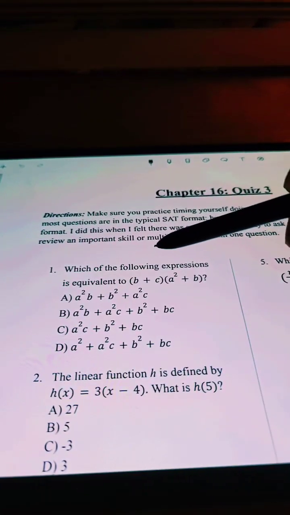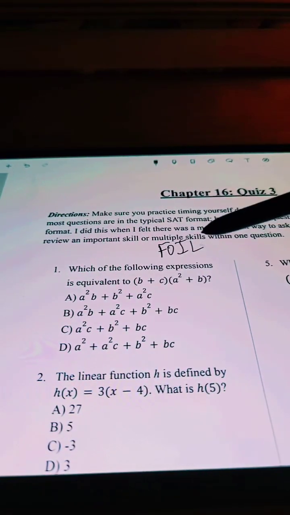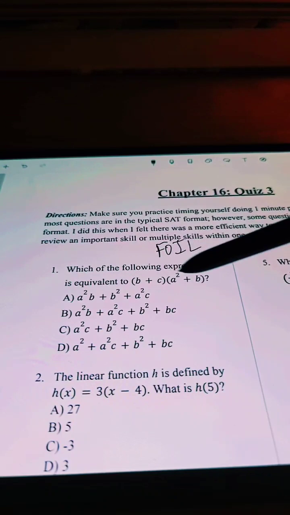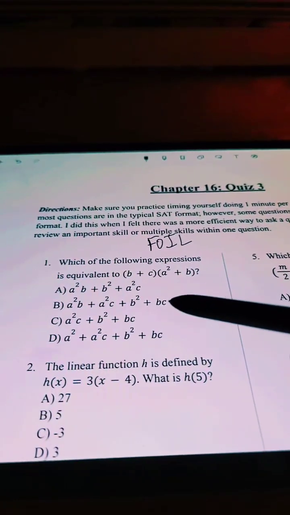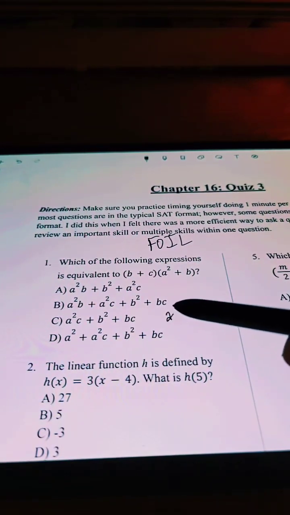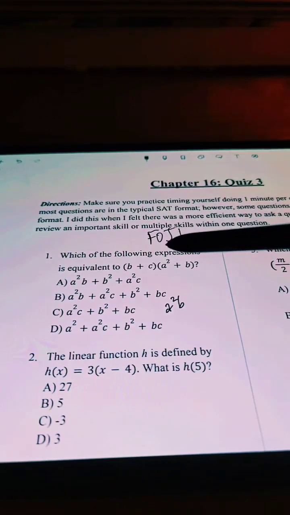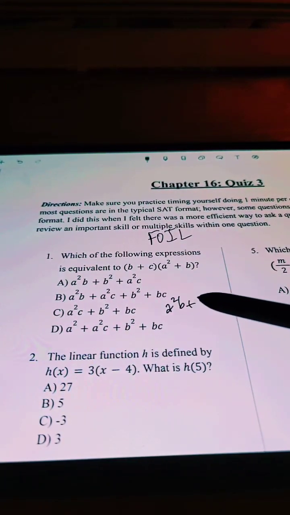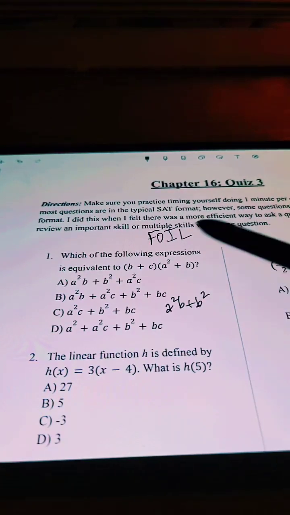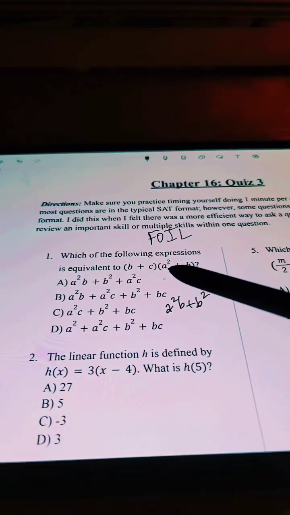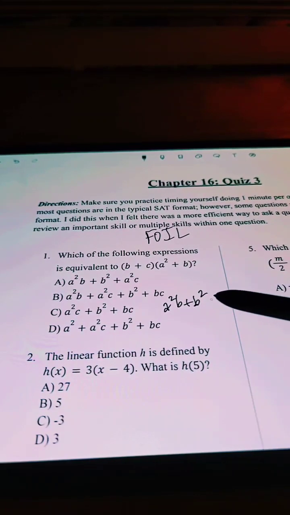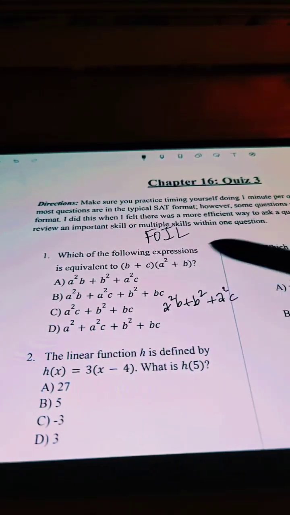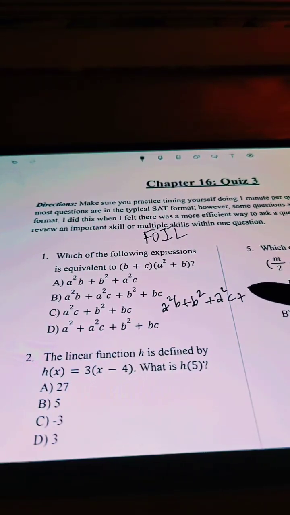So we're just going to FOIL here. FOIL is an acronym that stands for what you multiply. So F stands for you multiply the first thing. So B times A squared is just going to be A squared B. O stands for you multiply the outer thing. So B times B is just B squared. And then I stands for you multiply the inner term. So A squared times C, so A squared C. L stands for multiplying the last thing, so C times B, BC.